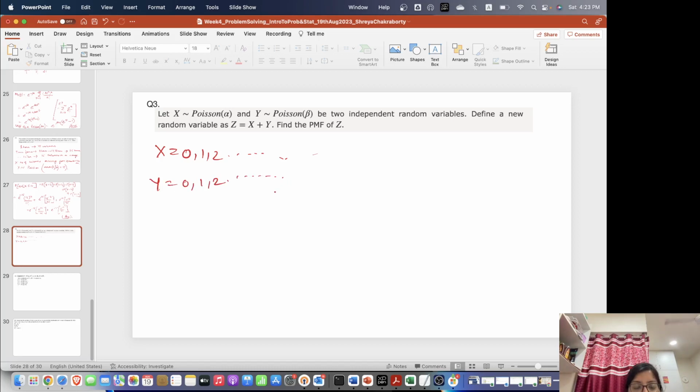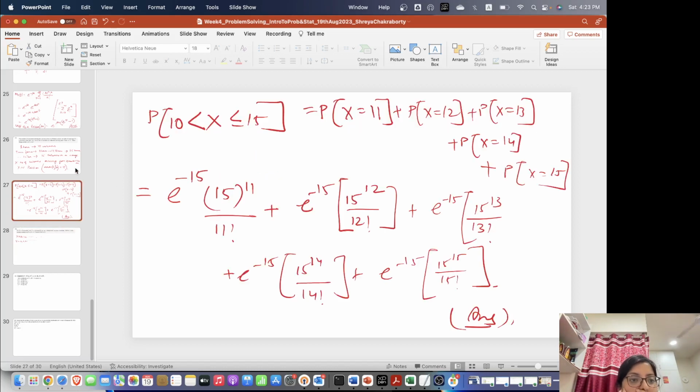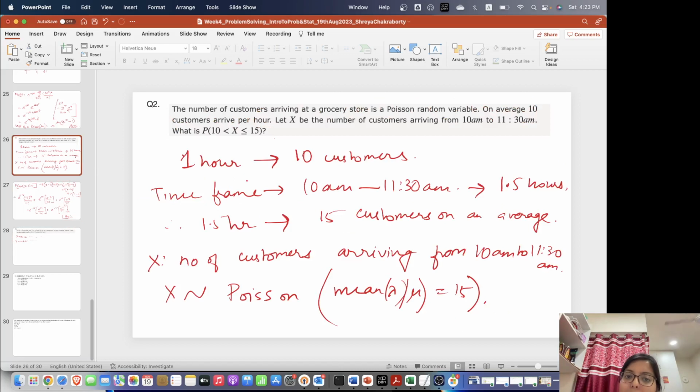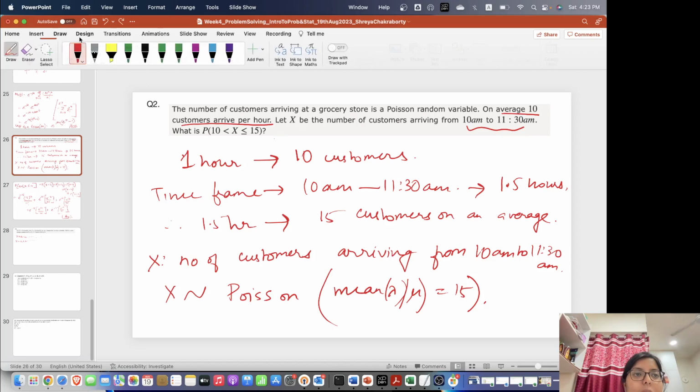In the previous sum, the mean is 10, no? Mean is given as 10, but on an average, 10 customers arrive per hour. The time frame we are looking at is not 1 hour; instead of 1 hour, it is 1.5 hours. So we have to accordingly calculate the average number of customers arriving in 1.5 hours.